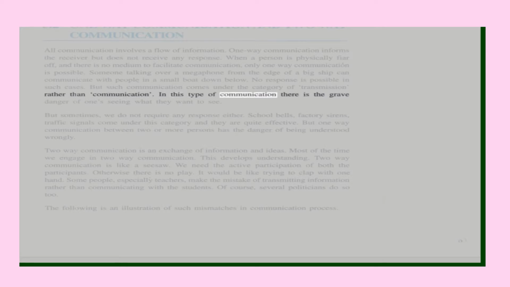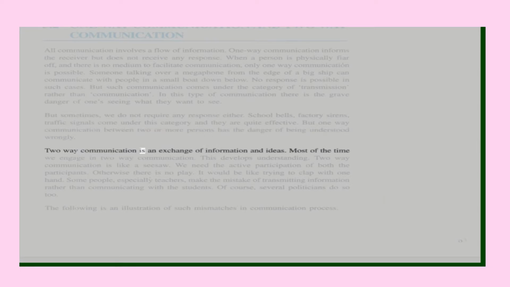In this type of communication there is the grave danger of one seeing what they want to see. But sometimes, we do not require any response either. School bells, factory sirens, traffic signals come under this category and they are quite effective. But one-way communication between two or more persons has the danger of being understood wrongly.